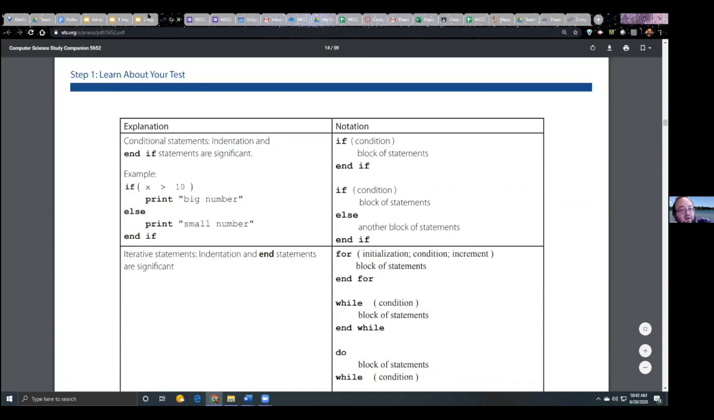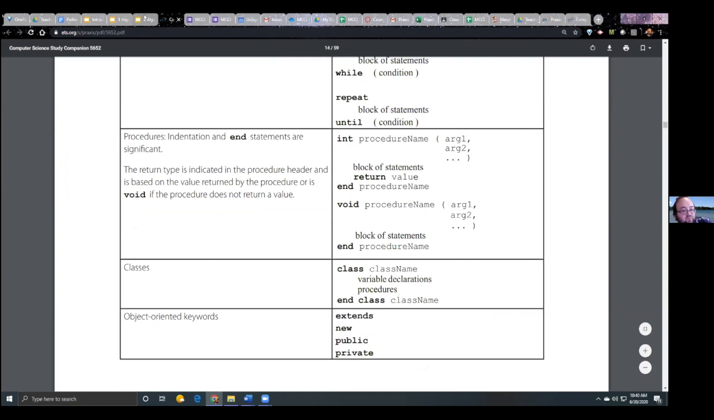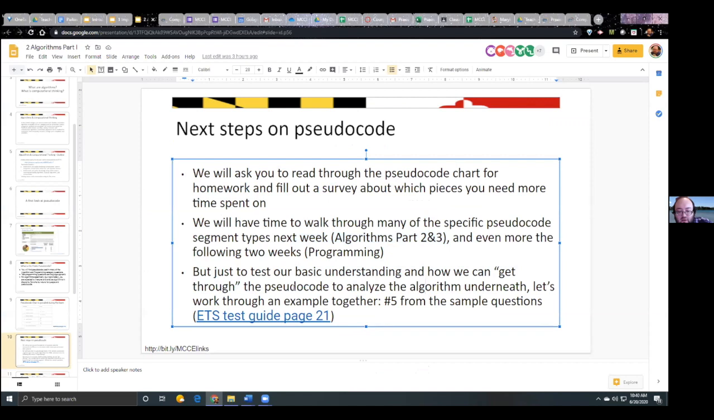Okay. So I wanted to take a moment and test our basic understanding of the pseudocode and maybe get through it, even though you might not have ever seen the pseudocode before. I wanted us to read through an example together. This is going to be number 5 from the sample questions at this link, if you want to pull it up on your own screen, but I'll also pull it up right here.